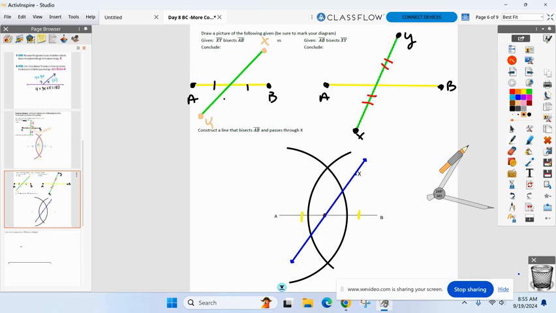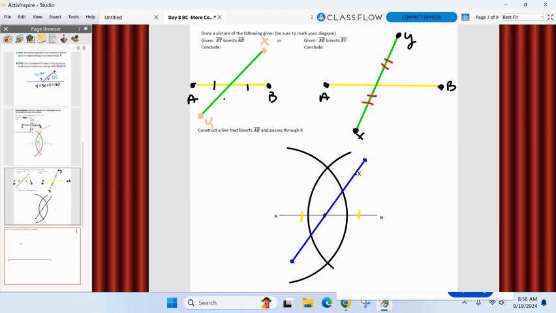I could have labeled it anyway, as long as my congruent marks, the hash marks, are on XY. Yeah, that's fine. Yep. Anything else? All right, let's keep going.